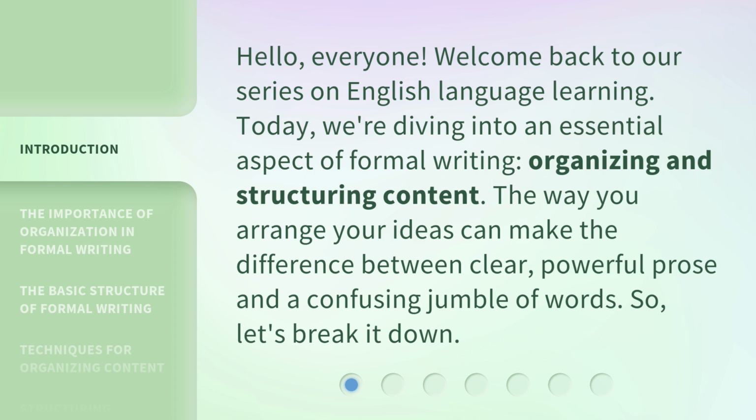Today, we're diving into an essential aspect of formal writing: organizing and structuring content. The way you arrange your ideas can make the difference between clear, powerful prose and a confusing jumble of words. So, let's break it down.